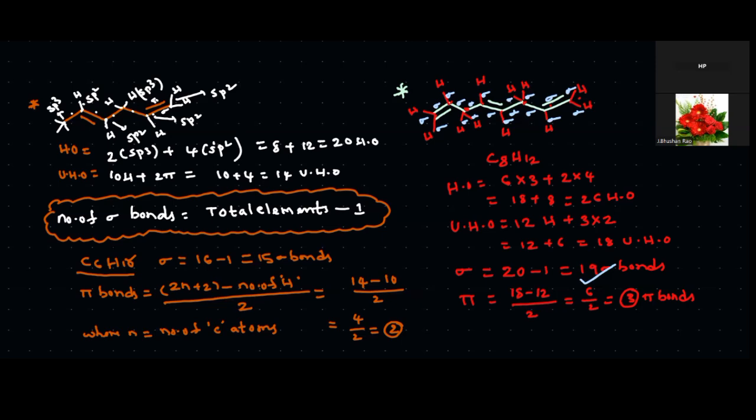But these formulas are applicable only for open chain compounds, not the cyclic rings. Okay, these are the sigma and pi bond calculations.